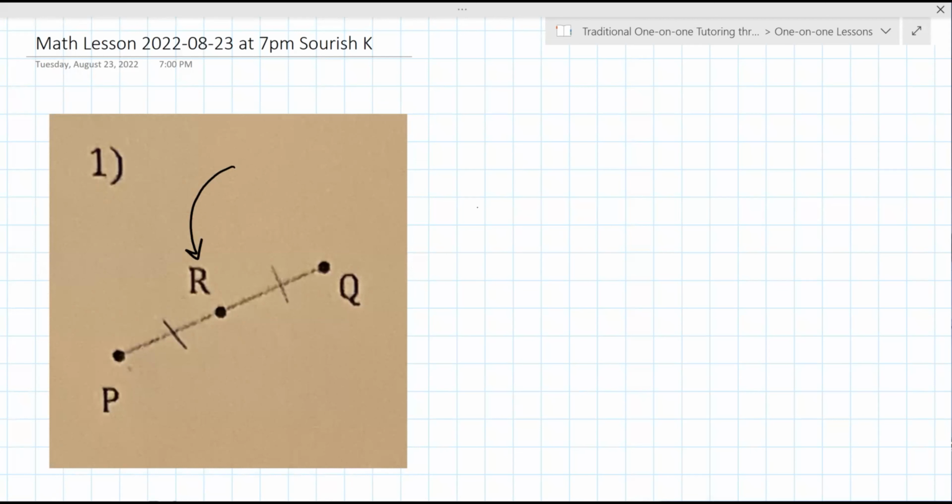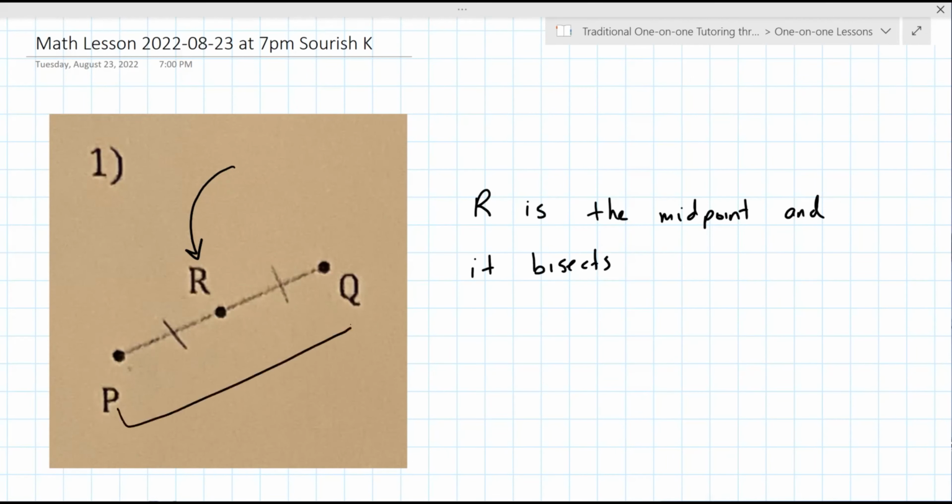Okay. So the way we write this, which is really important, we say R is the midpoint, but it's a compound sentence, and it bisects. This is where we have to be very careful. It bisects the two outside letters here, PQ, but this is a line segment. Remember how we talked about the difference between a line and a line segment? So it just has the bar above it.